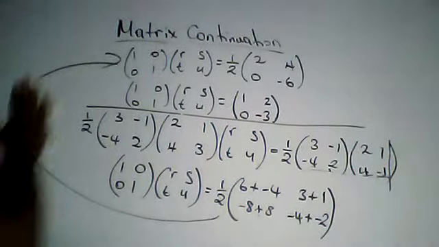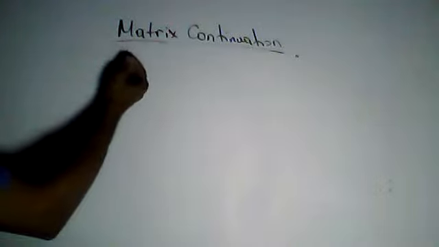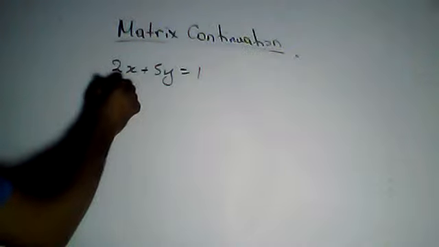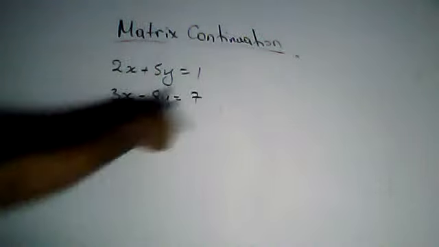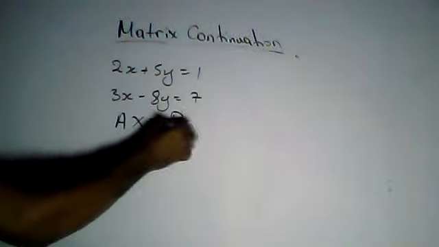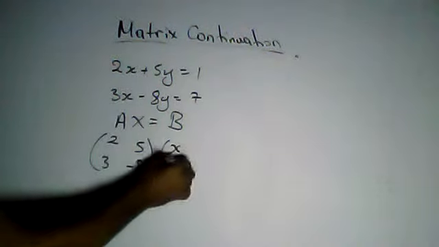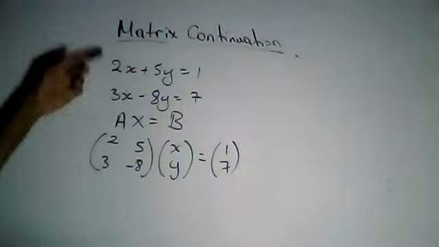All right, so let me show you what I was talking about when I said that this was actually 2 pairs of simultaneous equations instead of 1. So with 1 pair, you would have something like this. So say for example, we had 2x plus 5y equal 1 and 3x minus 8y equal to 7. So if we're going to put this in matrix form, we would have AX equal to B, in which we would have 2, 5, 3, minus 8, times x and y, equal to 1 and 7. That is how we would put this in matrix form.